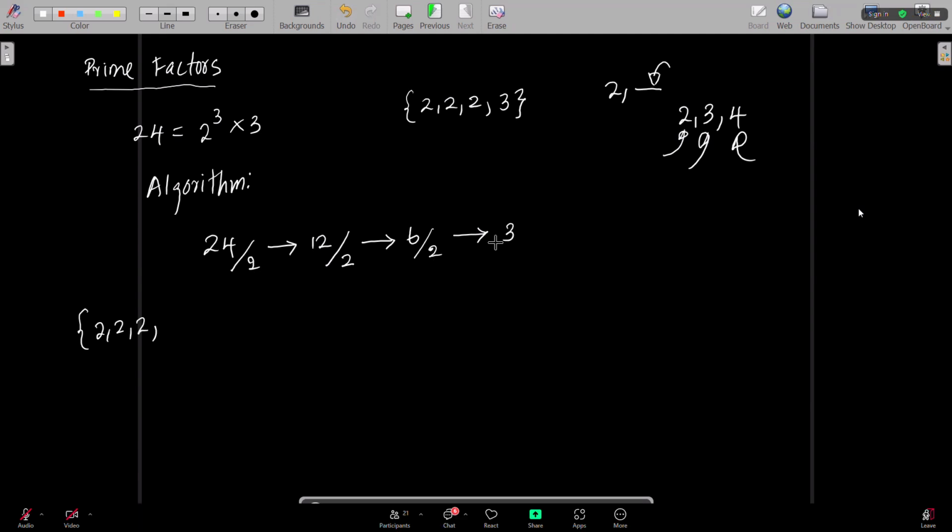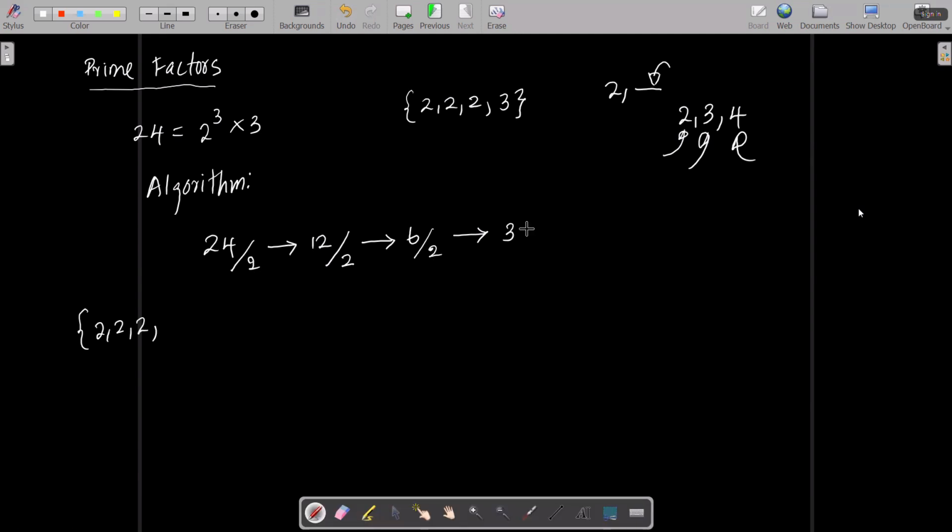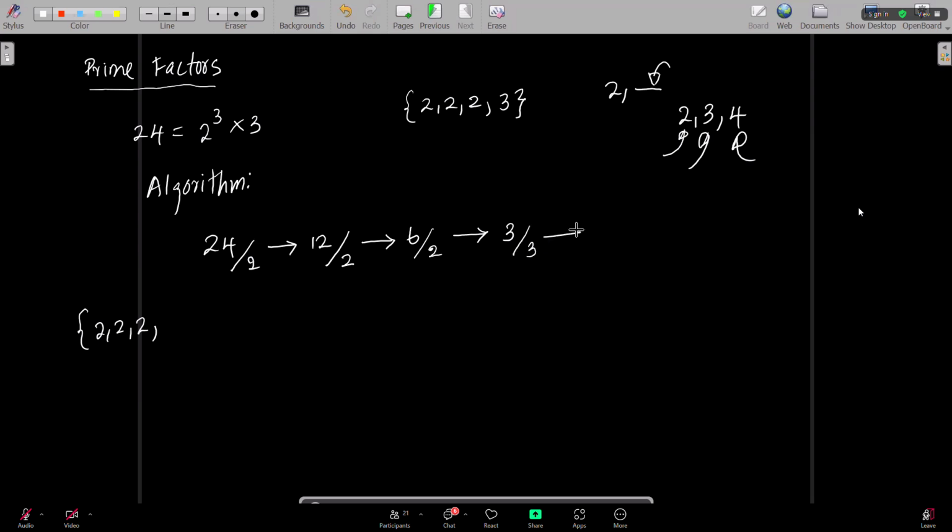Then 3 is not divisible by 2, so we need to go to the next number. The next number is 3. This is divisible by 3. It will give us a 1. When we have this 1, we need to break.